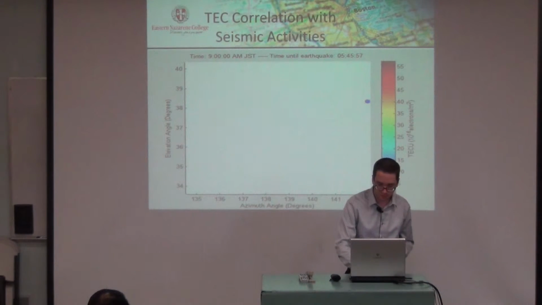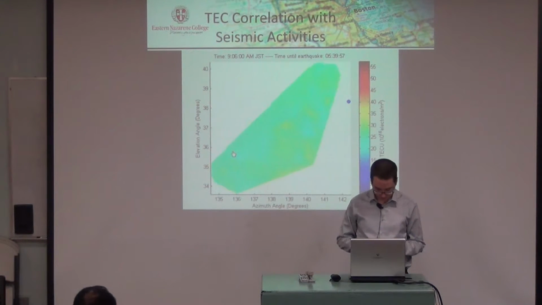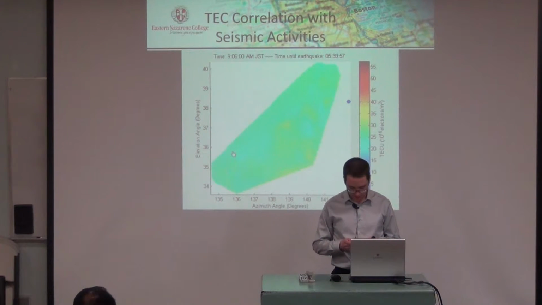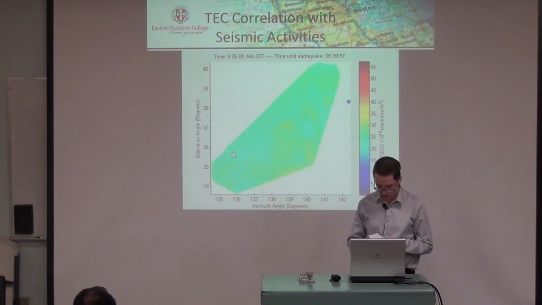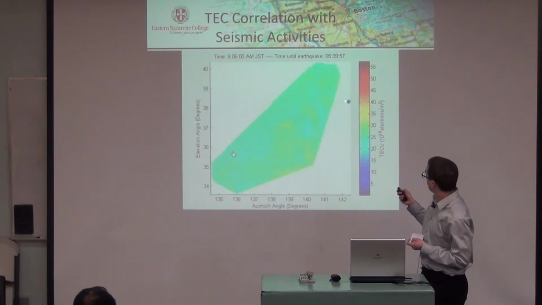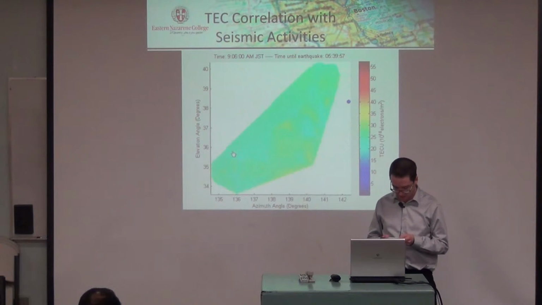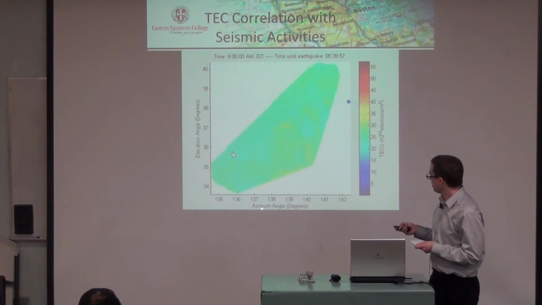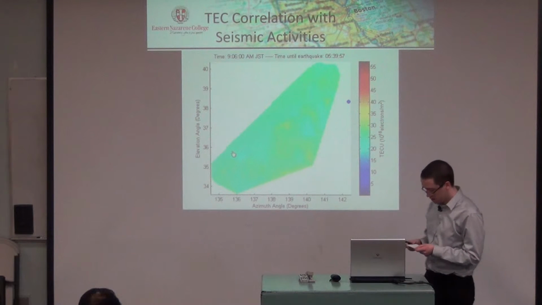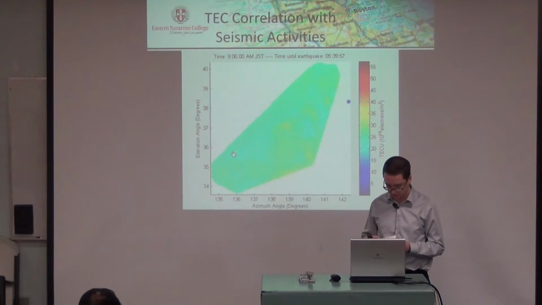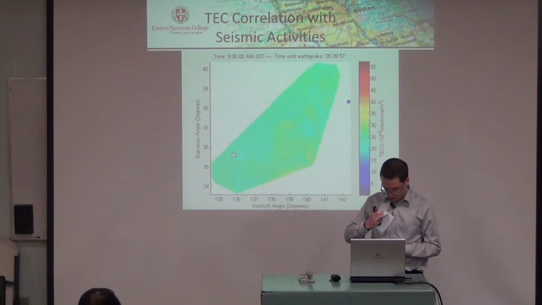So the blue dot on the right hand side, it's basically that dot right there, is the epicenter of the earthquake. Right here is the axis for the movie: azimuth angle and elevation angle. These are the longitude and latitude for this video clip.